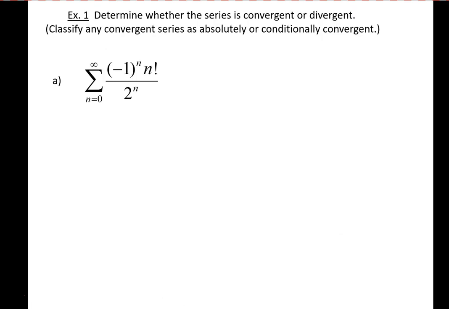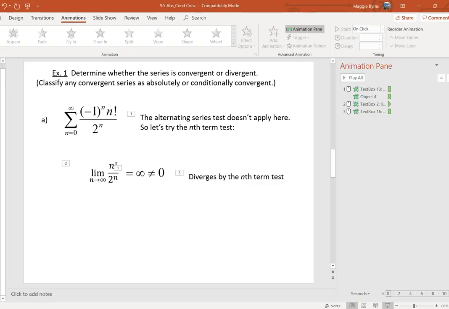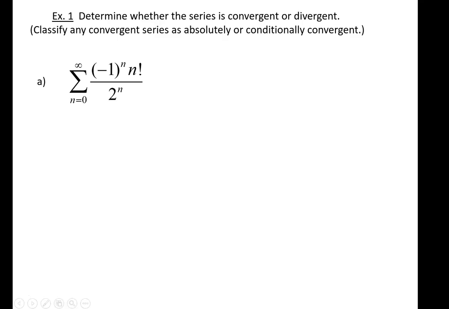Let's do an example. Determine whether the series is convergent or divergent, and then if it's convergent, classify it as either absolute or conditional. Okay, sorry about that. A little technical issue. All right, so let's take a look at what's going on here. So we want to know whether or not this is converging or diverging.